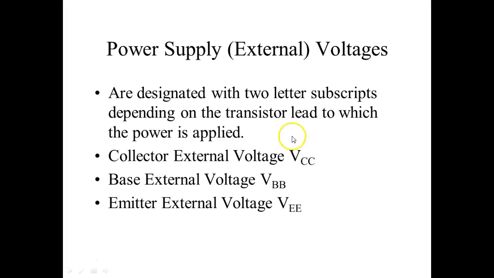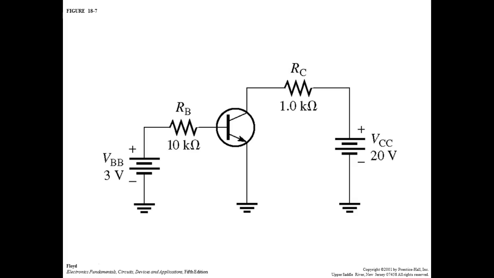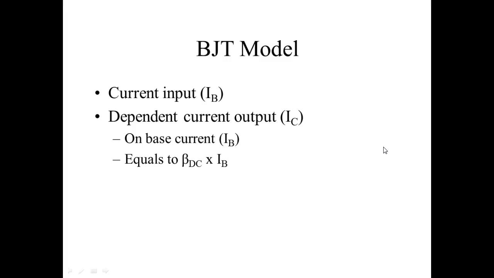And then we talked about the supply voltages. The supply voltages have their own names: VCC, VBB, and VEE. So this would be a power supply connected to the collector. This would be a power supply connected to the base. And we haven't looked at VE yet because we haven't got into the common collector amplifier. So this would be VBB. This would be VCC, right? Everybody understand that?